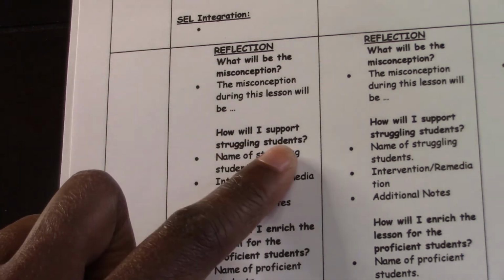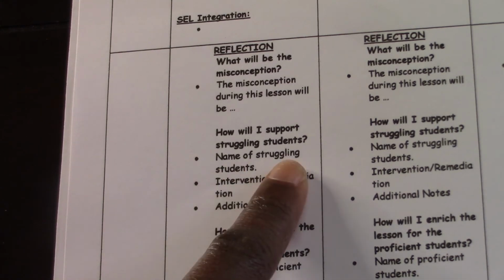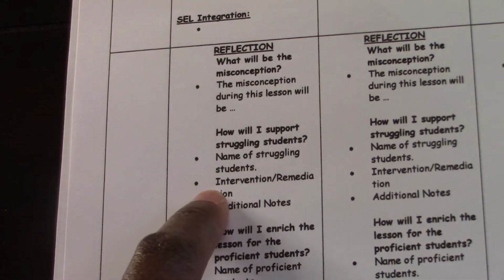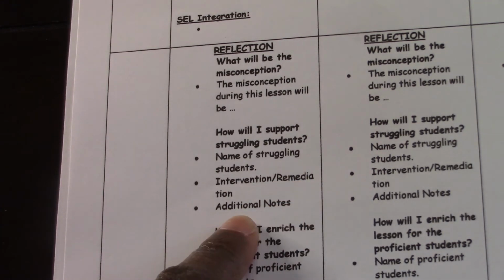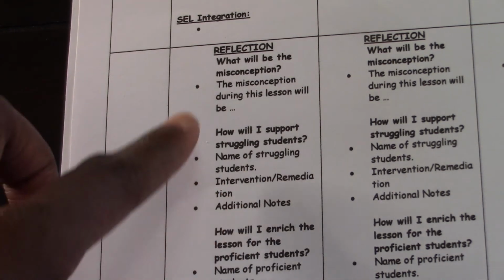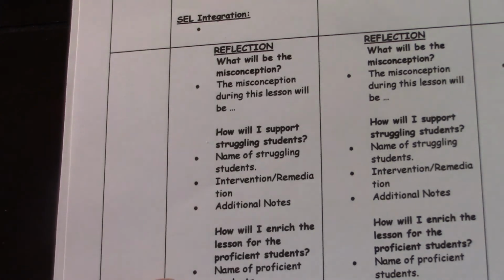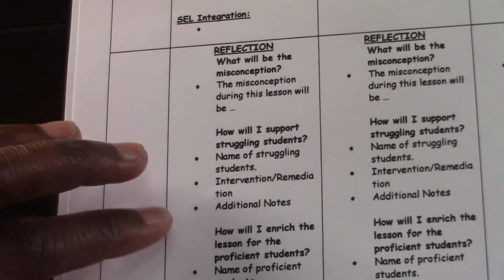Next, how will I support struggling students? You have a bullet to name those struggling students. You have a bullet for the intervention or remediation that you're going to provide. And then you have a bullet for additional notes. I do this because principals want to know that you're differentiating instruction, but they also want to know that you're mindful of your audience. They want to know that you're mindful of your students. And I do this for every single class.